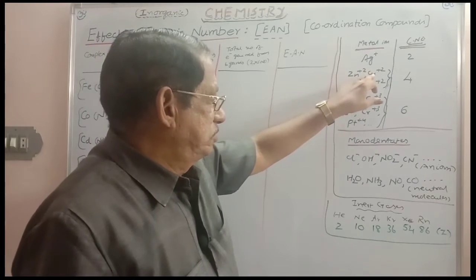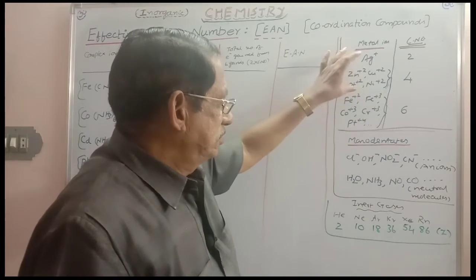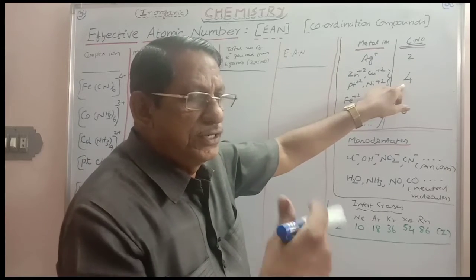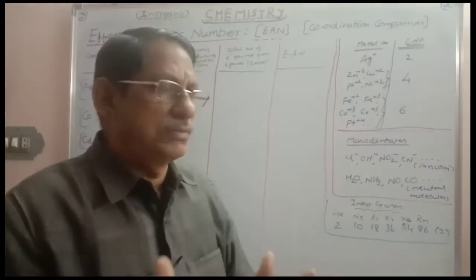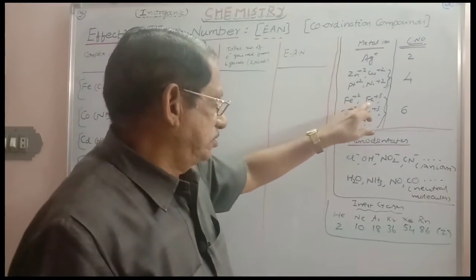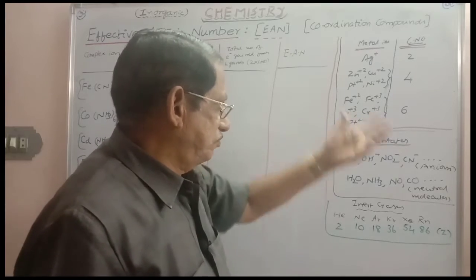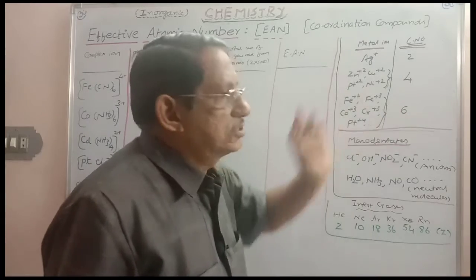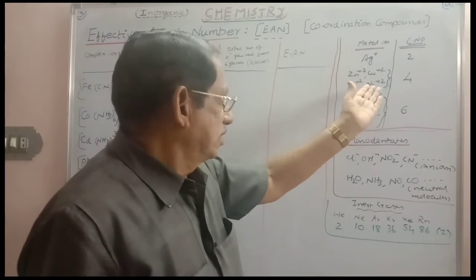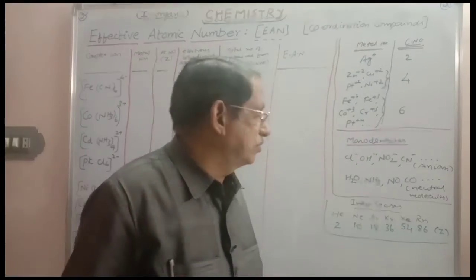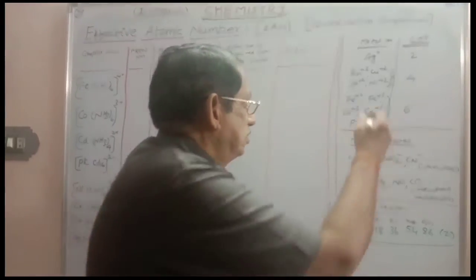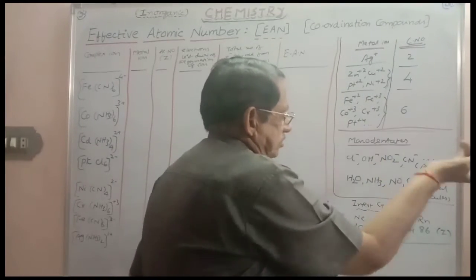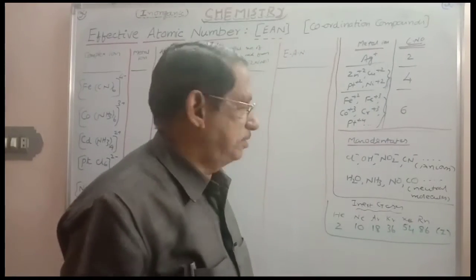Similarly, Zn2 plus, Cu2 plus, platinum 2 plus, nickel 2 plus, these d-block metal ions show coordination number 4. That means 4 monodentate ligands will be surrounding the metal ion to give the complex ion. Similarly, Fe plus 2, Fe plus 3, Co plus 3, Cr plus 3, platinum plus 4, these you can take as coordination number 6 complexes. And of course, you can add cadmium 2 plus also, for which the coordination number is 4. Like this, we will be having metal ions with coordination numbers 2, 4, 6. These are important complexes.